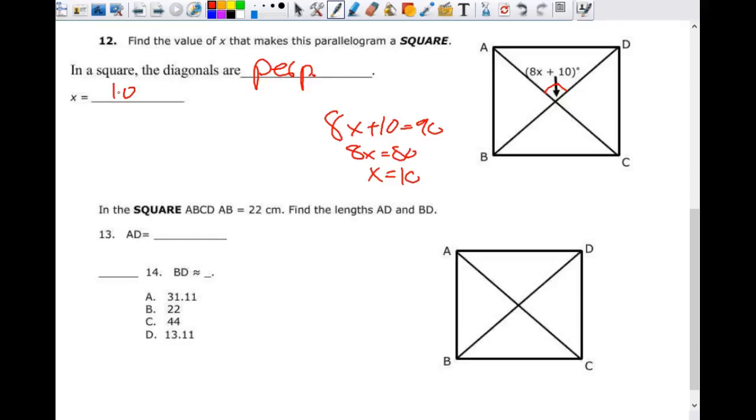In a square, this is a square. We know AB is 22. If we know AB is 22, we know AD is 22. This is 22. This is 22. Hey, look, we already have our first answer.